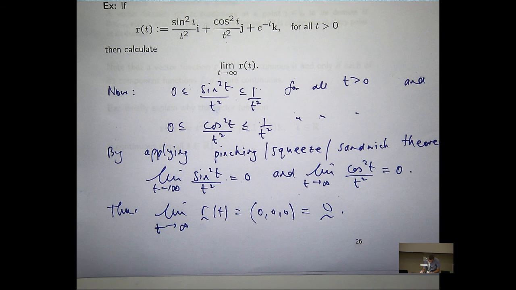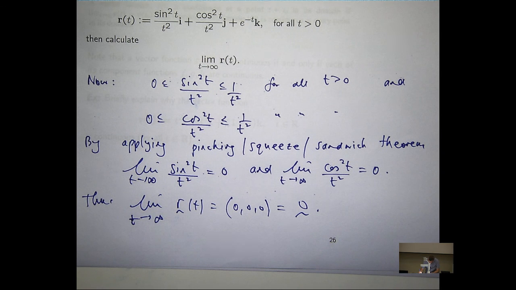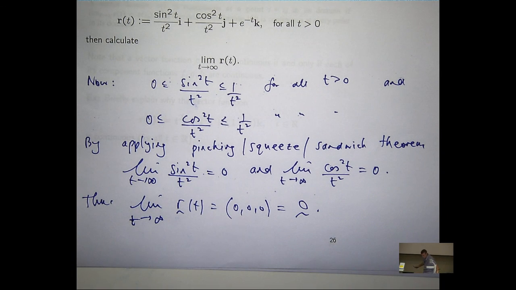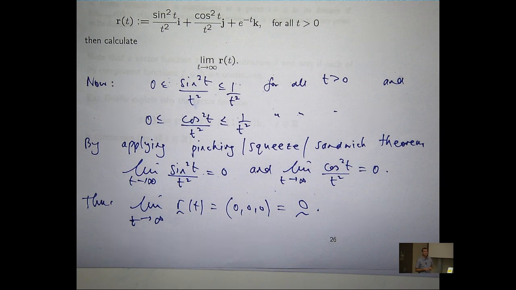Okay. So again, this is just an illustration of applying first year techniques to the individual component functions. So you can do that. That's an important thing to recognize. Okay, any questions for that one?